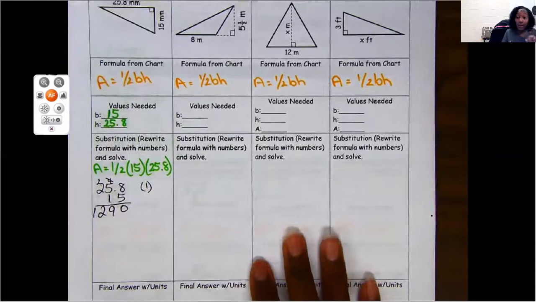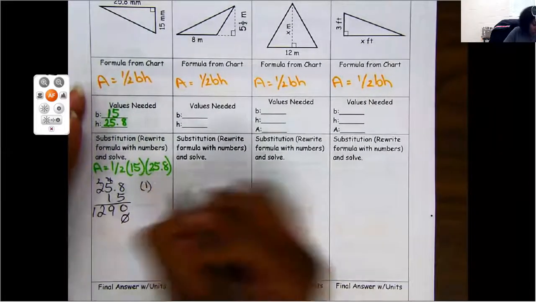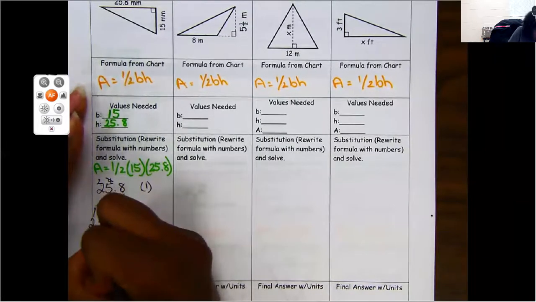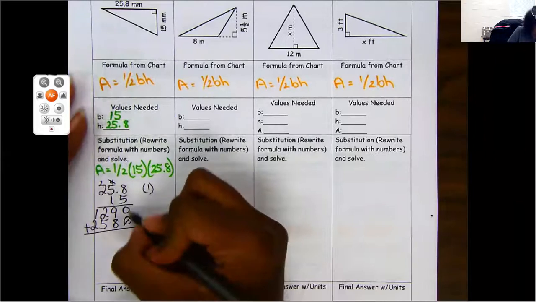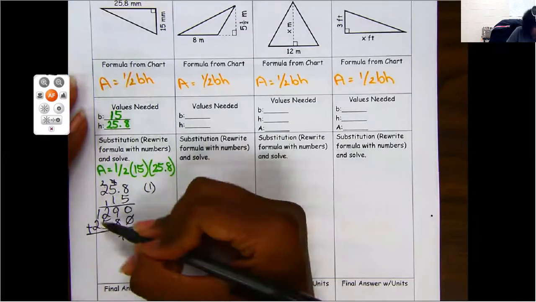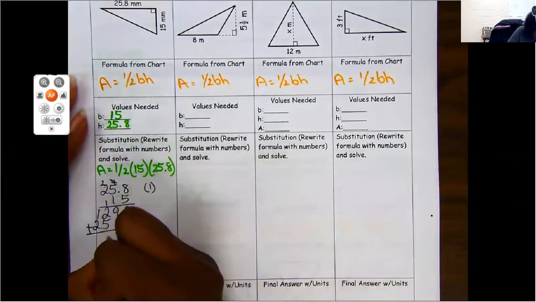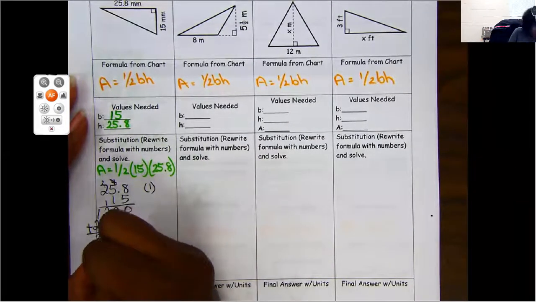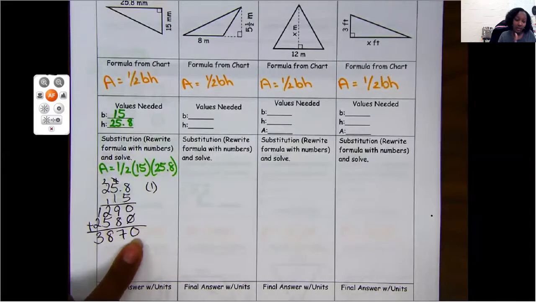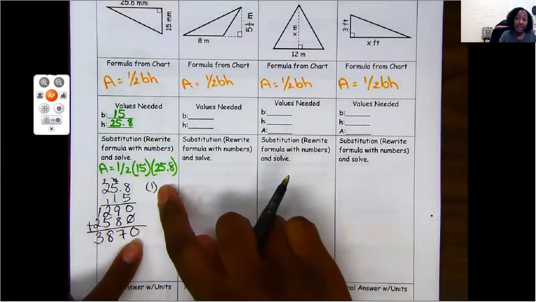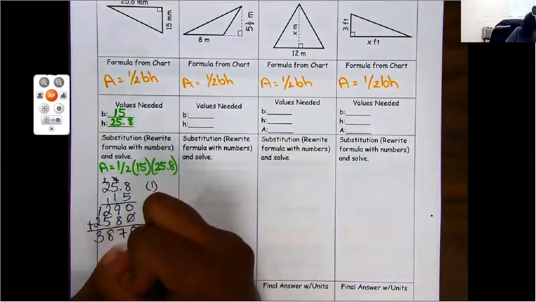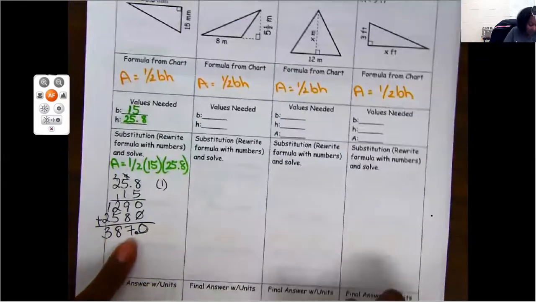I'm moving to another line, so I need to put a 0 placeholder. 1 times 8 is 8, 1 times 5 is 5, 1 times 2 is 2. Add that all up. 0 and 0 is 0, 9 and 8 is 17, 5 and 2 is 7, plus 1 is 8, 2 plus 1 is 3. So I have 3,870, but remember that's not my final answer. I still need to move my decimal 1 place, and I still need to divide by 2. So let's move the decimal. So now I have 387.